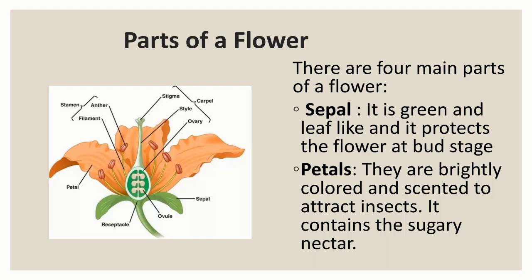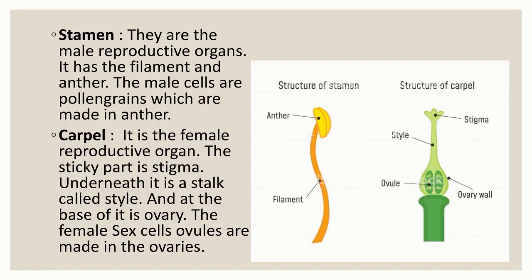Sepal is the green and leaf-like structure, and it protects the flower at bud stage. Petals are brightly colored and scented to attract insects. It contains the sugary nectar. Stamen are the male reproductive organs. It has a filament and anther. The male cells are pollen grains which are made in anther.